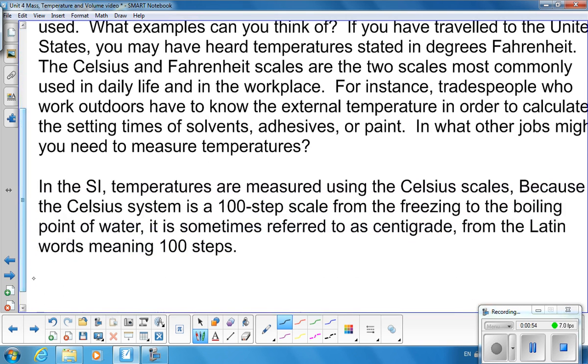In the SI, temperatures are measured using the Celsius scale. Because the Celsius system is a 100-step scale from the freezing point to the boiling point of water, it is sometimes referred to as the centigrade, from the Latin words meaning 100 steps.